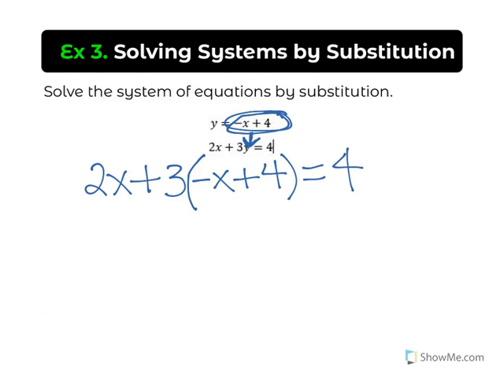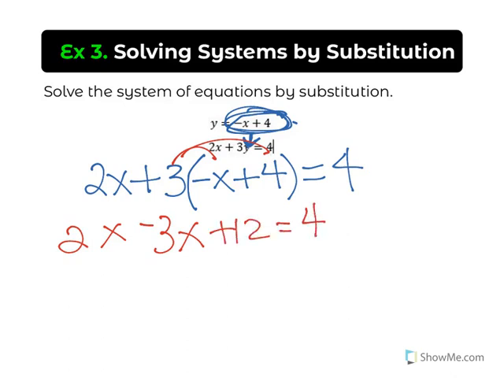So in the other equation, you're not going to have a y. Instead, you're going to have what y equals. And then you need to solve. Chances are good that you're going to end up having to distribute first. So we've got 2x plus 3 times negative x would be negative 3x. So 2x minus 3x. 3 times 4 would be 12. Equals 4.